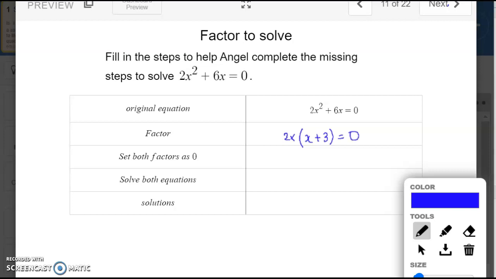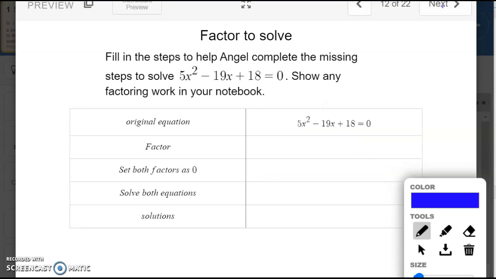So I have just factored it. That means the first factor is just 2x. 2x is equal to 0, or x plus 3 is also equal to 0. Dividing both sides by 2, that leaves me with x is equal to 0, or subtracting 3 from both sides, that leaves me with x is equal to negative 3. So these are my two solutions, x is equal to 0 or x is equal to negative 3.